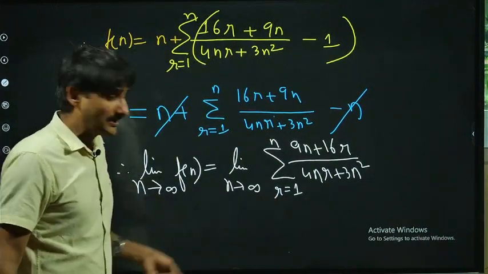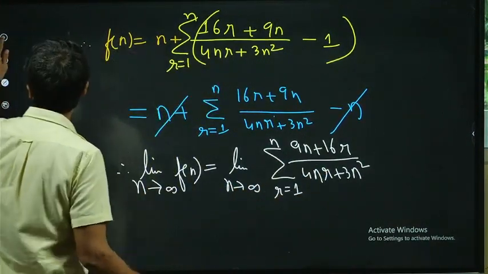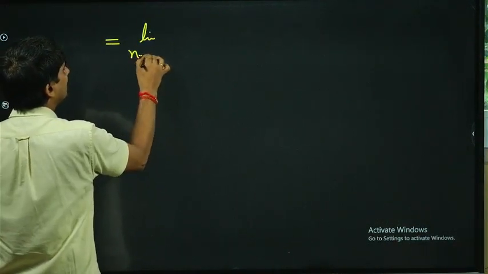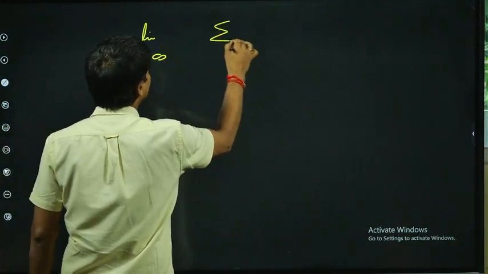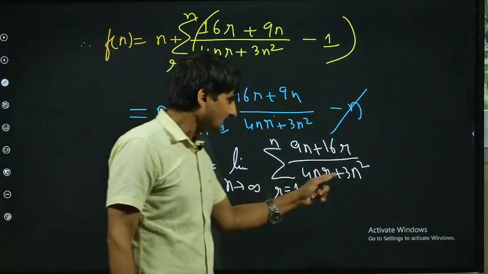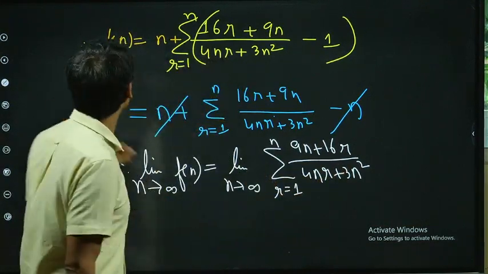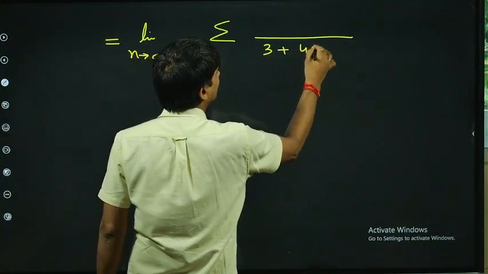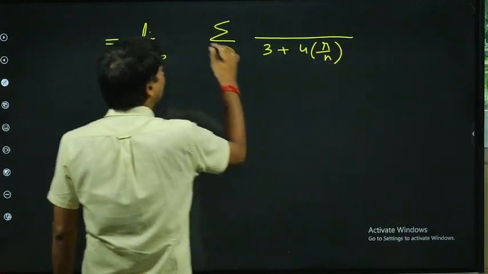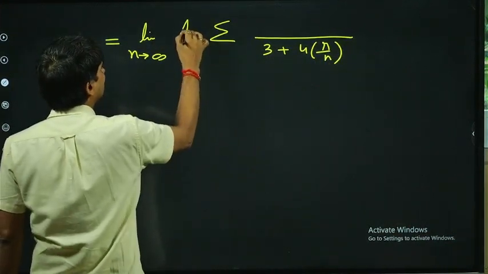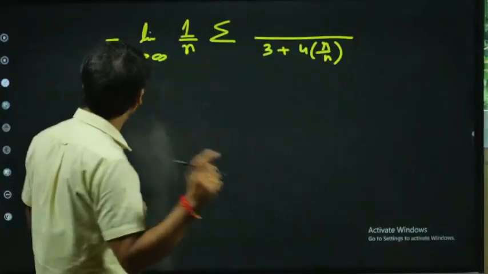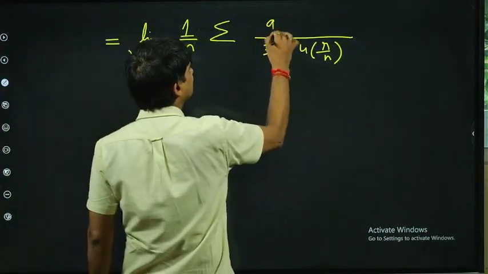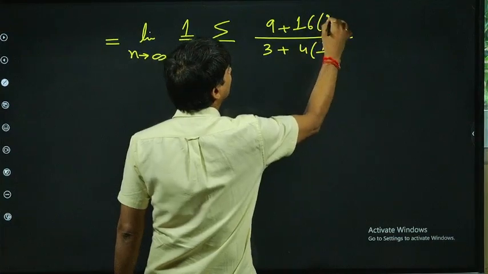Now if I take n square common from the denominator, what do we get? So this is equal to the limit as n tends to infinity of the summation. If I take n square common from the denominator, in the denominator I get 3 plus 4r by n. I will take 1 by n out of the summation sign, and the n I will take to the numerator. So it will give us 9 plus 16 times r by n.